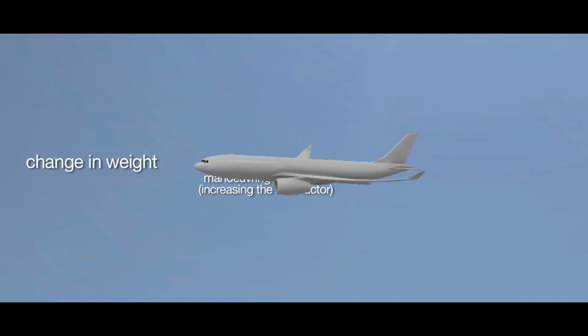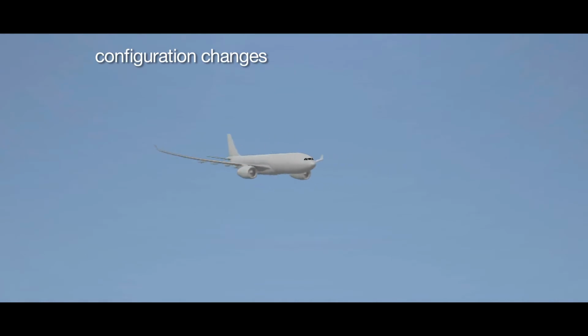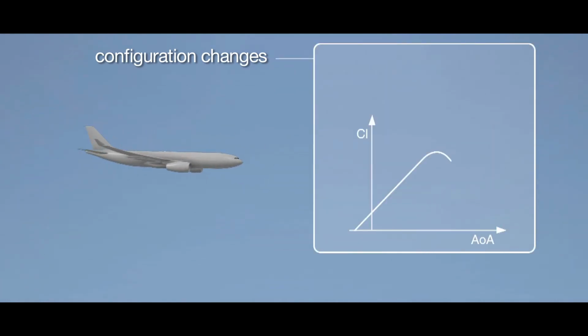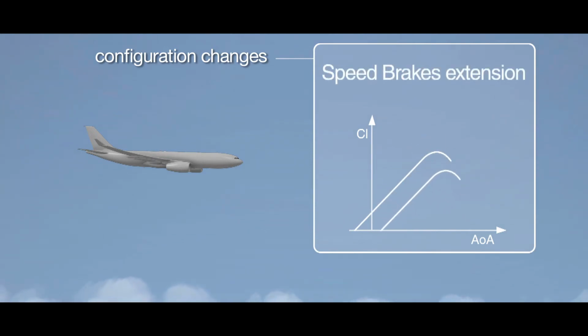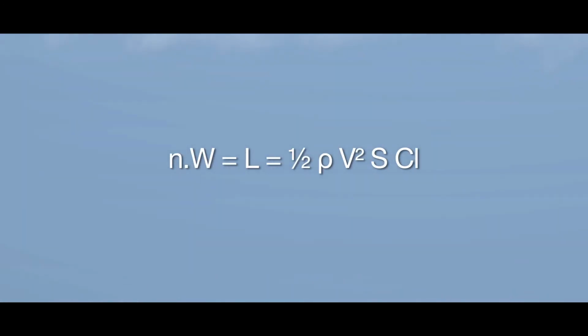Factors that affect the stall speed are change in weight, maneuvering the aircraft increasing the load factor, and configuration changes. This is how the CL versus angle of attack changes with slats extension, flaps extension, speed brakes extension, and finally wing contamination. Let's see how the CL max varies with the Mach. Remember the general lift equation, N times W equals L equals a half rho V squared SCL. Expressed in Mach condition, it becomes N times W equals L equals 0.7 P Mach squared SCL.